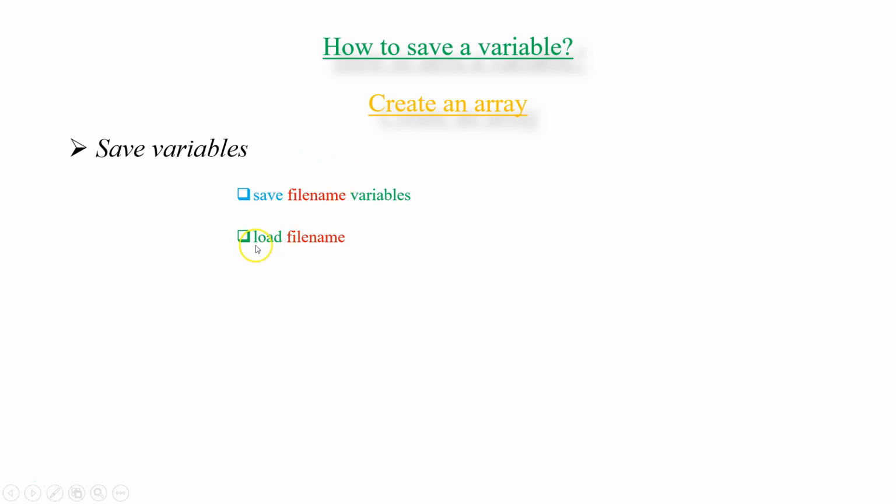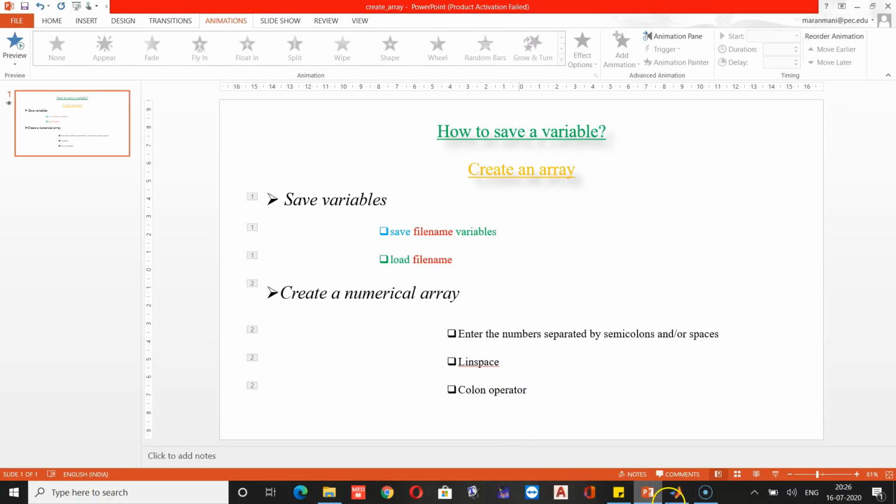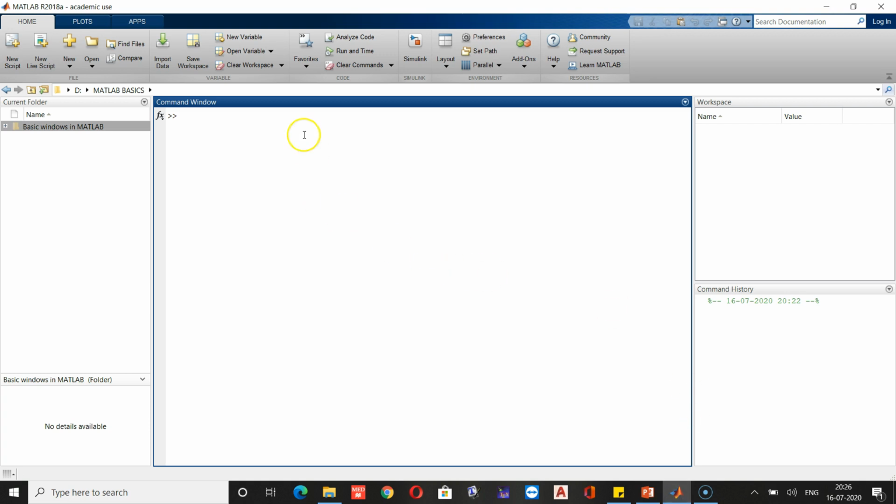So to do that, we need to make use of the command load followed by the name of the file. I will just give you an example for what we have seen now. First, let's say I'm going to use a variable a is equal to 5. Now I'm going to type b equal to a plus 6.